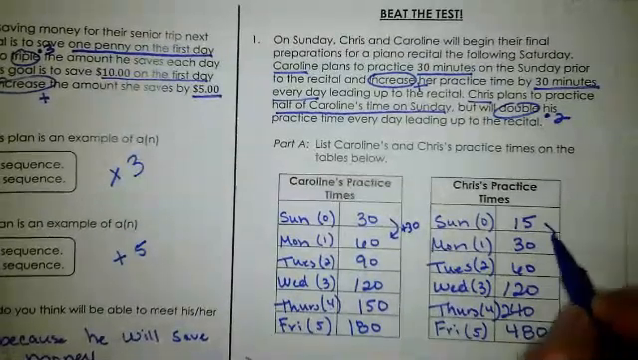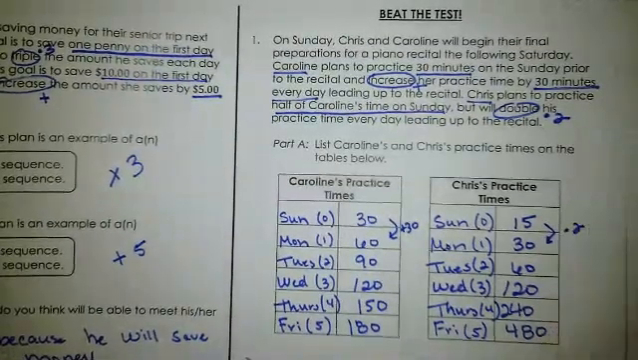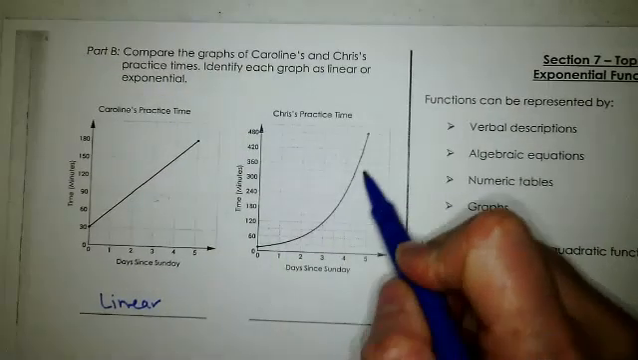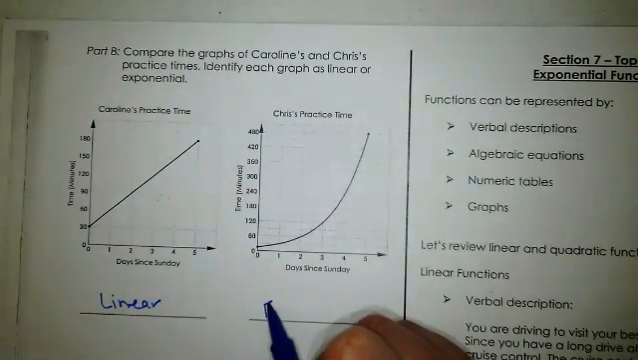When we made Chris's table, we multiplied by 2 each time, which made this geometric. And we look at his graph, we can see it bows and curves up, so his is exponential.